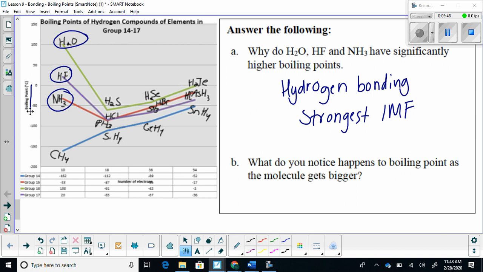What do you notice happens to boiling point as the molecule gets bigger or the molecule gets heavier? So let's look at this green line here. It starts off and it goes up. So what do we see? What is happening to boiling point? It's increasing. So as the molecule gets bigger, boiling point increases.